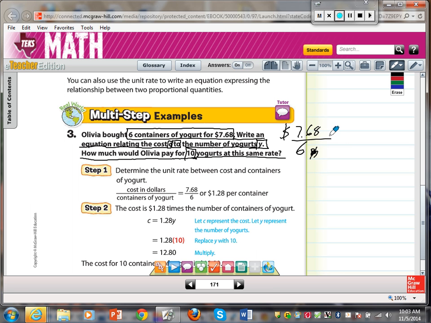Well, we all know that the unit rate has to have a denominator of 1. So if you have 6 containers of yogurt, but you want to find out the amount for 1 container of yogurt, then you have to divide. So this divided by this will give you your answer, or we could set up a proportion like that too. So we go 6 times x, that's 6x, equal to $1 times $7.68, which is just $7.68.